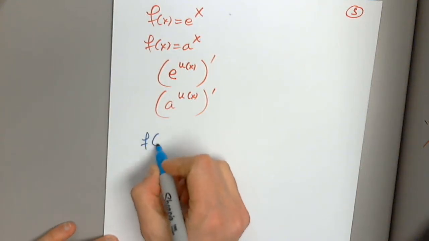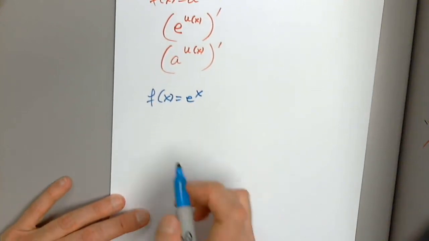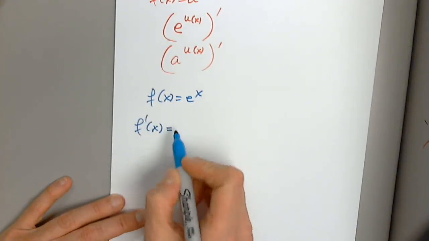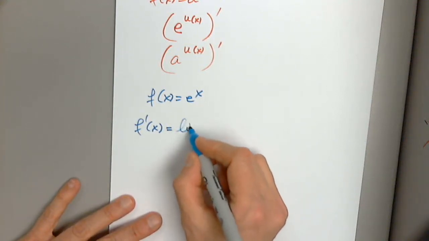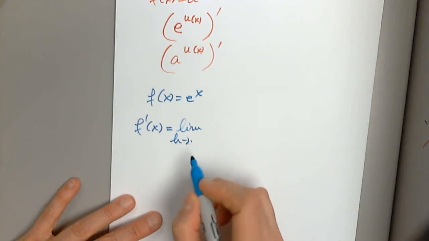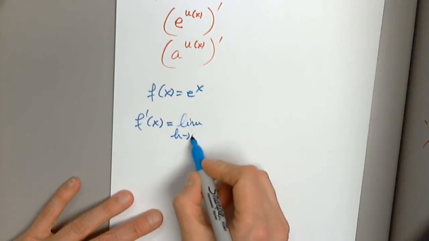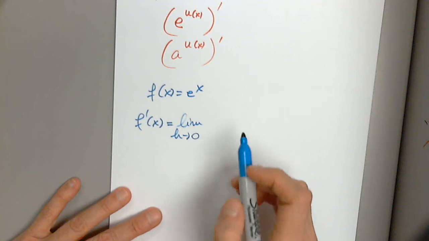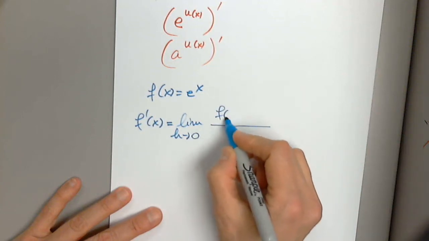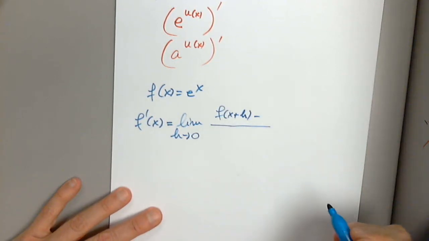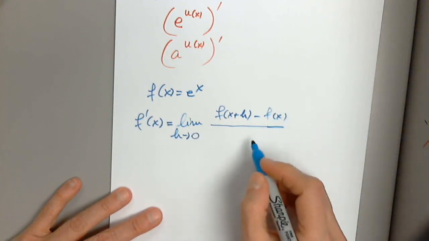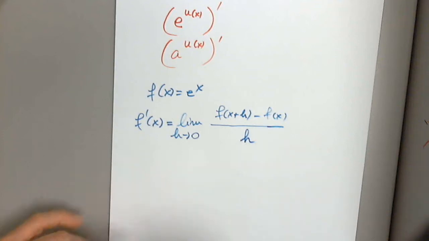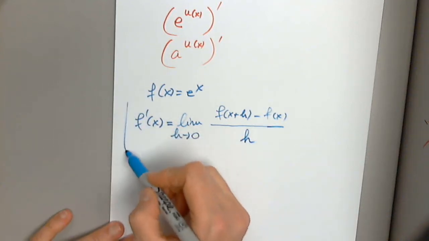So f of x is e to the x. If I want to determine f prime, does anyone remember the long definition? It's the limit when h approaches 0 of f of x plus h minus f of x over h. This is the definition of the derivative.